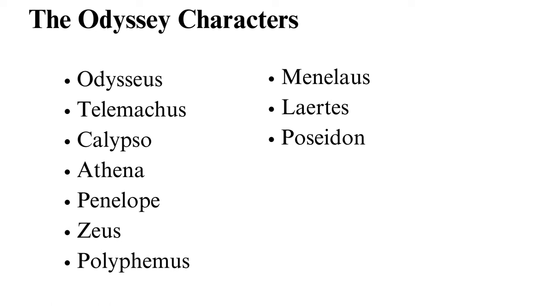3. Calypso. Calypso is an alluring nymph who entraps Odysseus on her island for several years. Calypso's relationship with Odysseus helps reinforce the themes of this epic poem. Specifically, the theme of duty, desire, and longing for home.